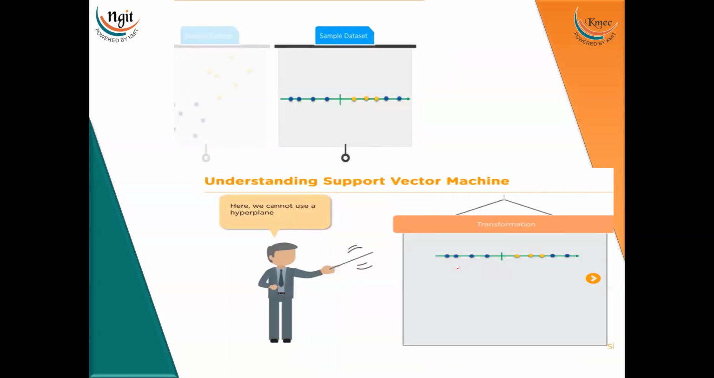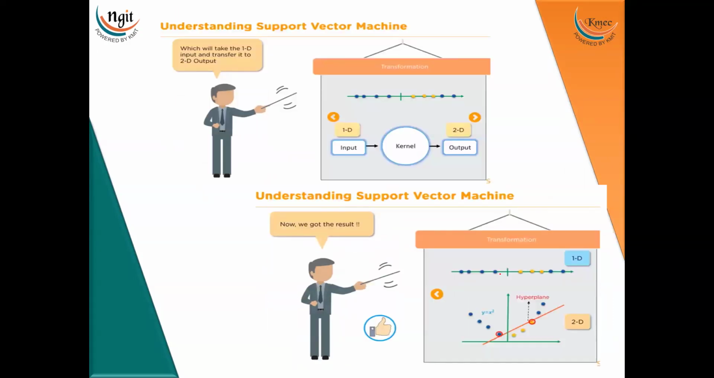Now, one more thing. Suppose we have a sample data set like this. When we have a sample data set, how will SVM sort it into two categories? So here in this case, if this is one-dimensional, we cannot use a hyperplane. Then what are we going to do?